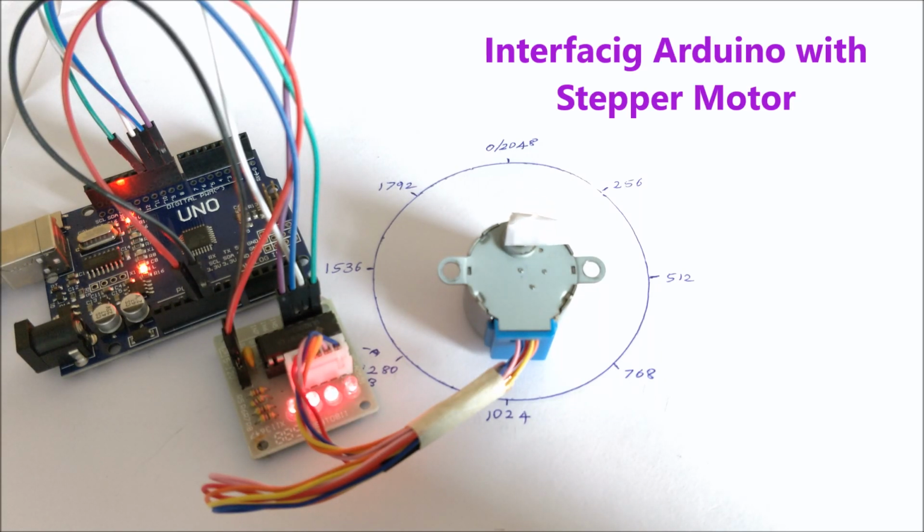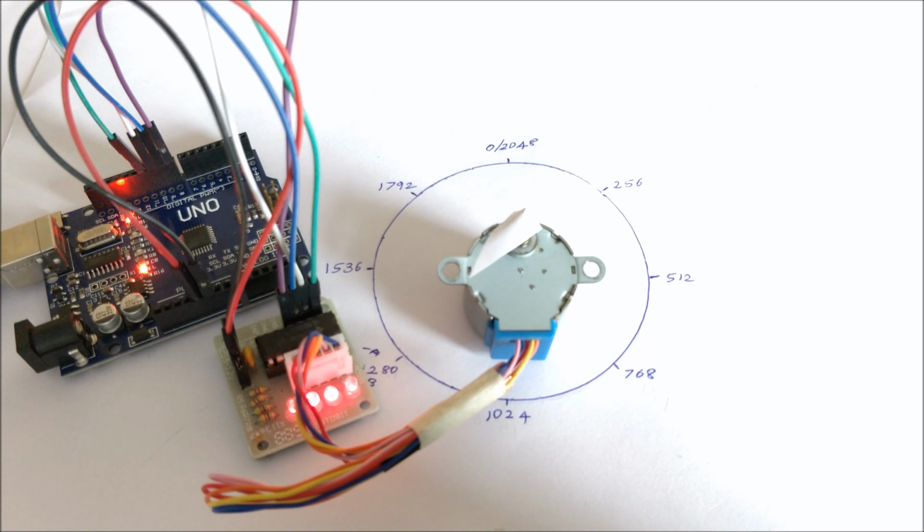In this video, I'll show you how you can interface a stepper motor with Arduino Uno and control it both in clockwise direction as well as in anti-clockwise direction by increasing it in terms of steps. As you can see, I have a circle here which starts with 0 and increments with 256, like 256, 512, 768, 1024, 1280, 1536, 1792 and all the way up to 2048. This means that I have to increment 2048 steps to make this stepper motor complete one rotation.